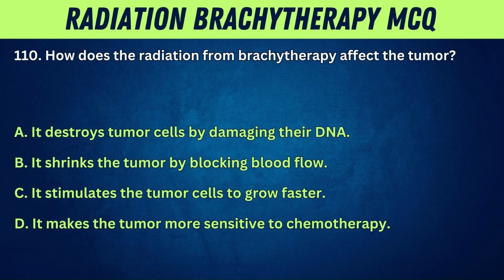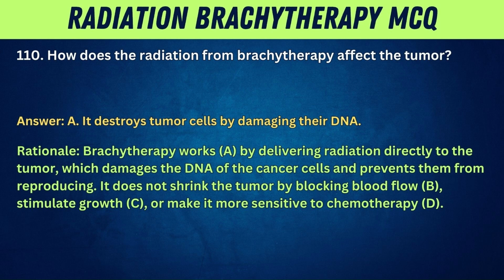110. How does the radiation from brachytherapy affect the tumor? A. It destroys tumor cells by damaging their DNA. B. It shrinks the tumor by blocking blood flow. C. It stimulates the tumor cells to grow faster. D. It makes the tumor more sensitive to chemotherapy. Answer: A. It destroys tumor cells by damaging their DNA.